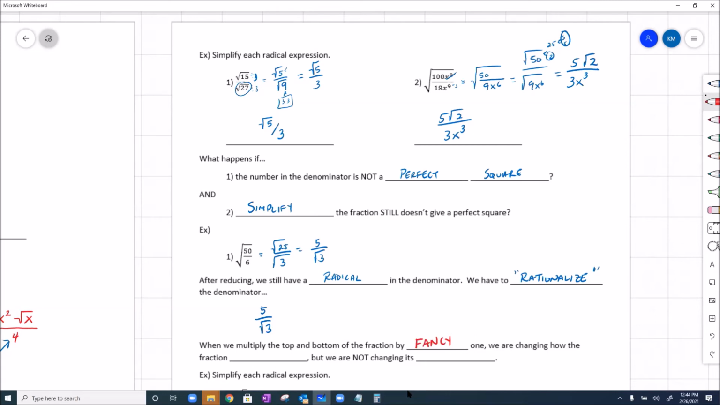17x times 1 is 17x. When you multiply something by 1, you're not changing its value. Okay, here we're going to multiply by 1, but we want to change how this problem looks without changing its value. And so this is what we're going to do.